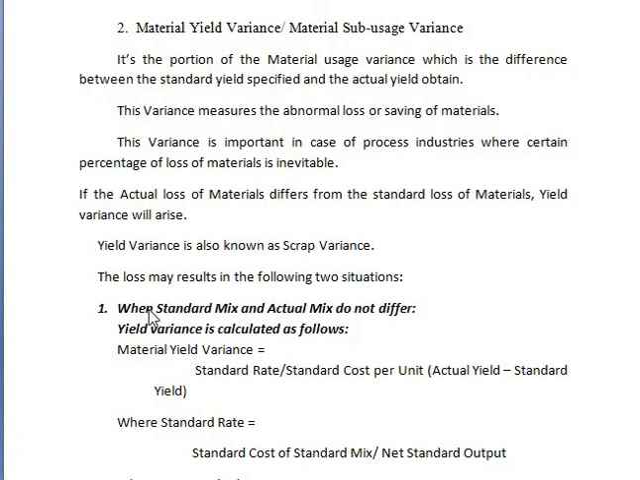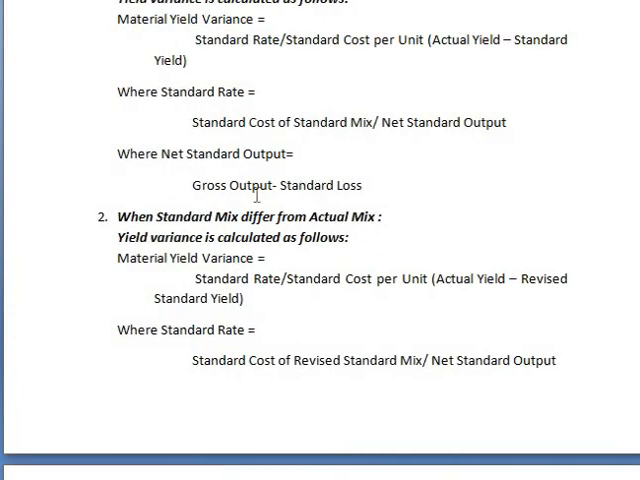The first situation is when the standard mix and actual mix do not differ, for example, the total standard mix is 100 and the total actual mix also is 100, and in that case you have to use this formula for material yield variance. The formula is standard rate or the standard cost per unit, into the actual yield minus the standard yield, where the standard rate is standard cost of standard mix divided by the net standard output. And the net standard output is calculated by the gross output minus the standard loss.